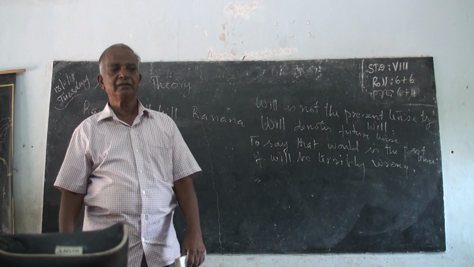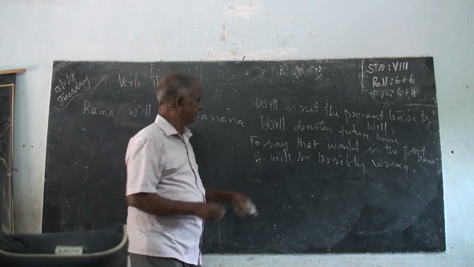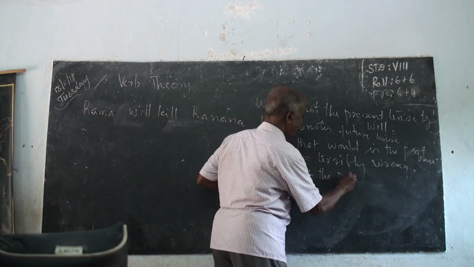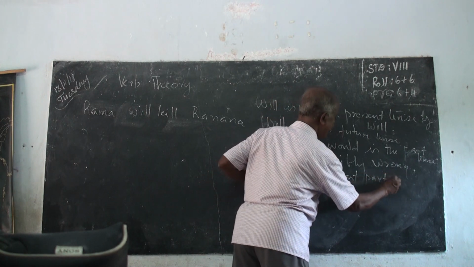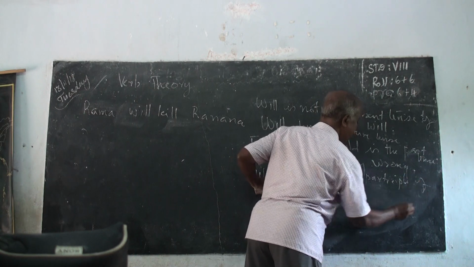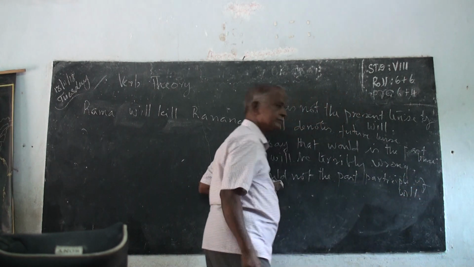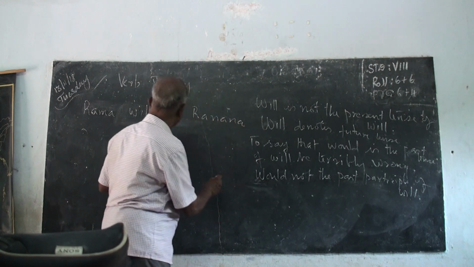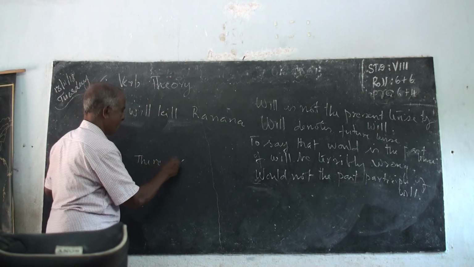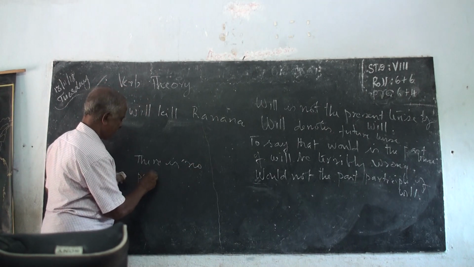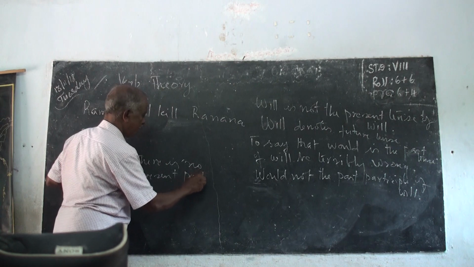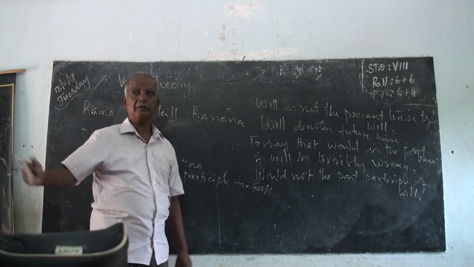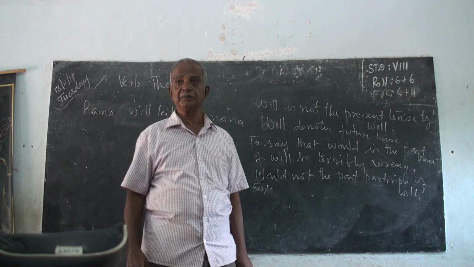If I say this, would is not the past participle of will. There is no present participle for will. No, there is no present participle for will. Willing is not the present participle.